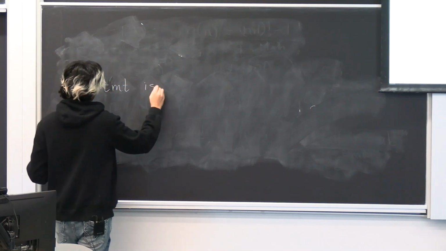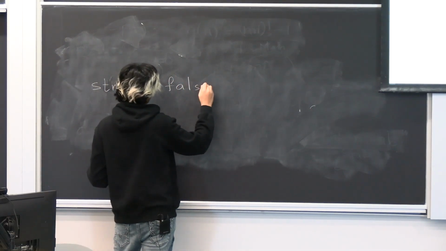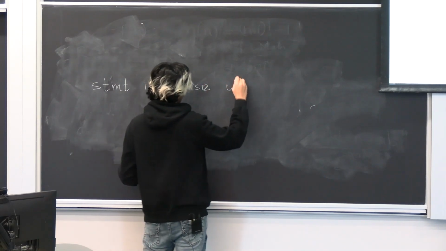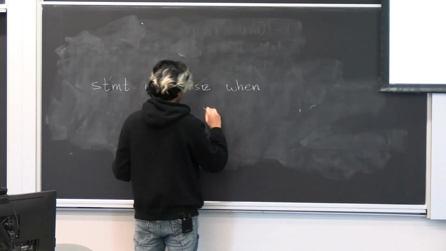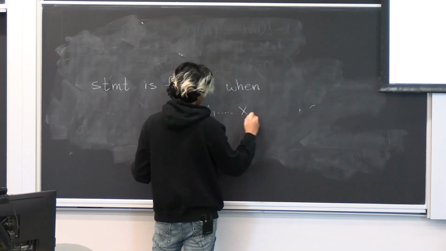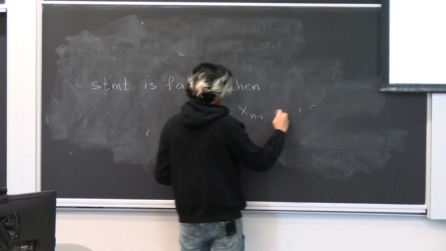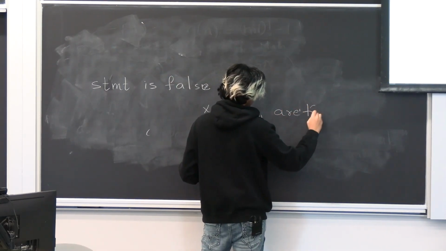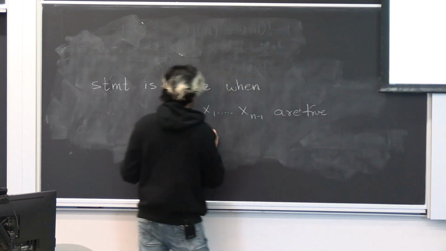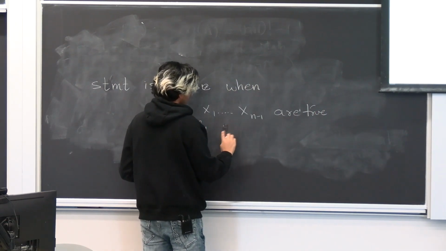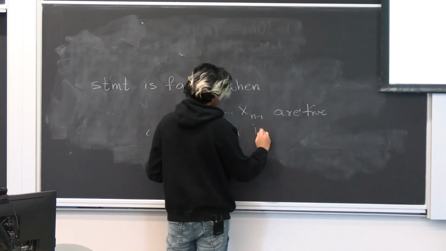Okay, so let's see. A statement is false when x1 through xn minus 1 are true and xn is false.